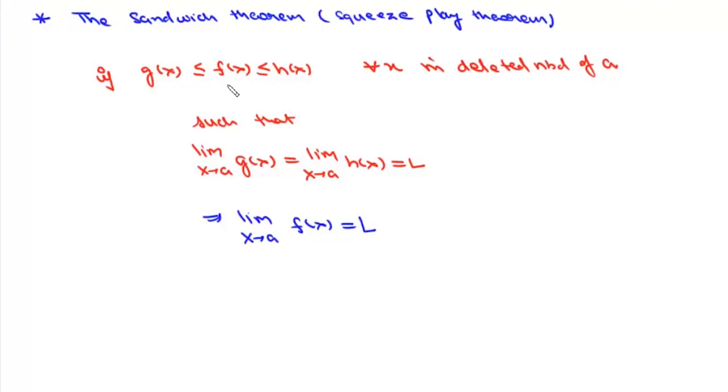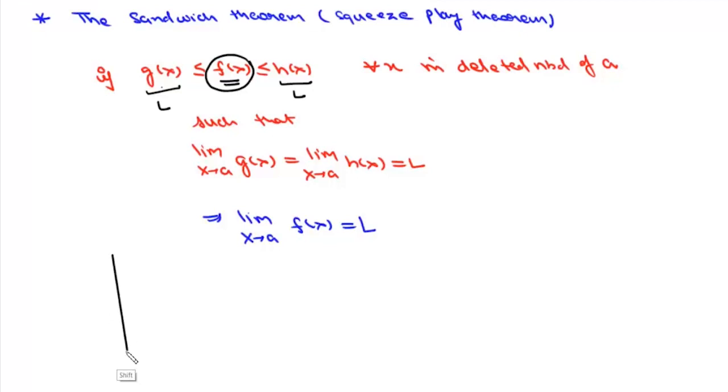So if we have three functions f(x), g(x) and h(x) such that f(x) is sandwiched between g(x) and h(x) in the deleted neighborhood of a, that is, in the neighborhood of a except possibly at a, such that the limit for this function at a is L, and the limit of the function h(x) is also L, then this sandwich theorem or squeeze play theorem says the value of the limit of f(x) will also be L.